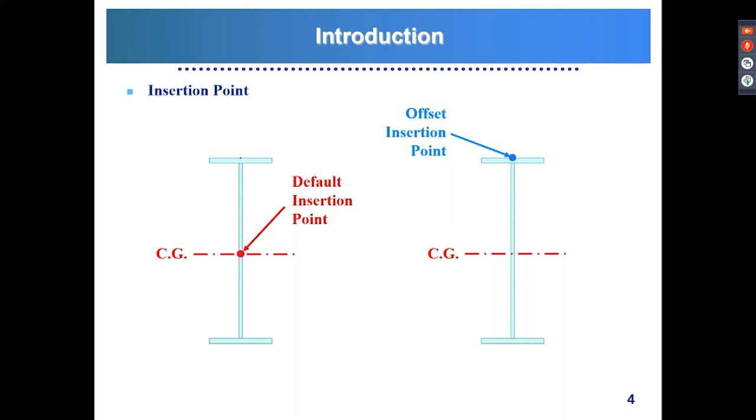For those of you who have done a lot of models in MIDAS, you'll probably notice that most of the time we end up having to move that insertion point somewhere else in the cross section. In that case, that's what we call an offset insertion point. And again, it's something that is used in most bridge models. So keep that in mind as we go through the presentation, because I'm going to be referring to the insertion point on a few different occasions.